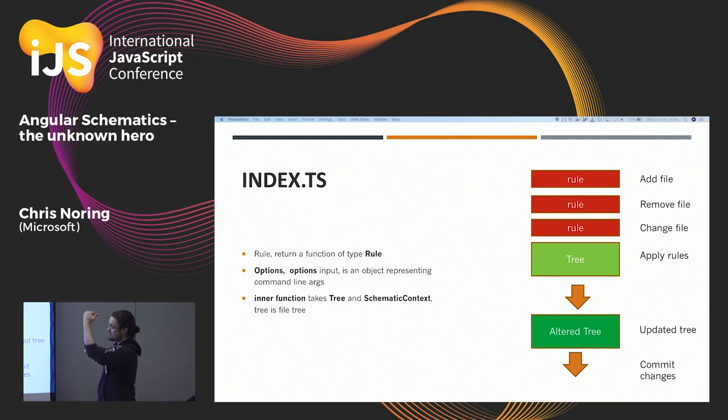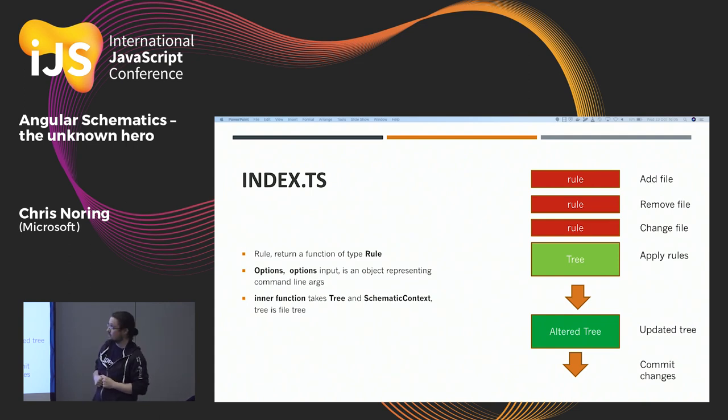All of these rules get applied to your tree, and the end result is an altered tree. At this point, you can say to the altered tree, I'm happy, I'm good, I want to commit these changes, I want to make it for real. So compare that to a database, right? Like you would commit changes for real, not just trying it out.